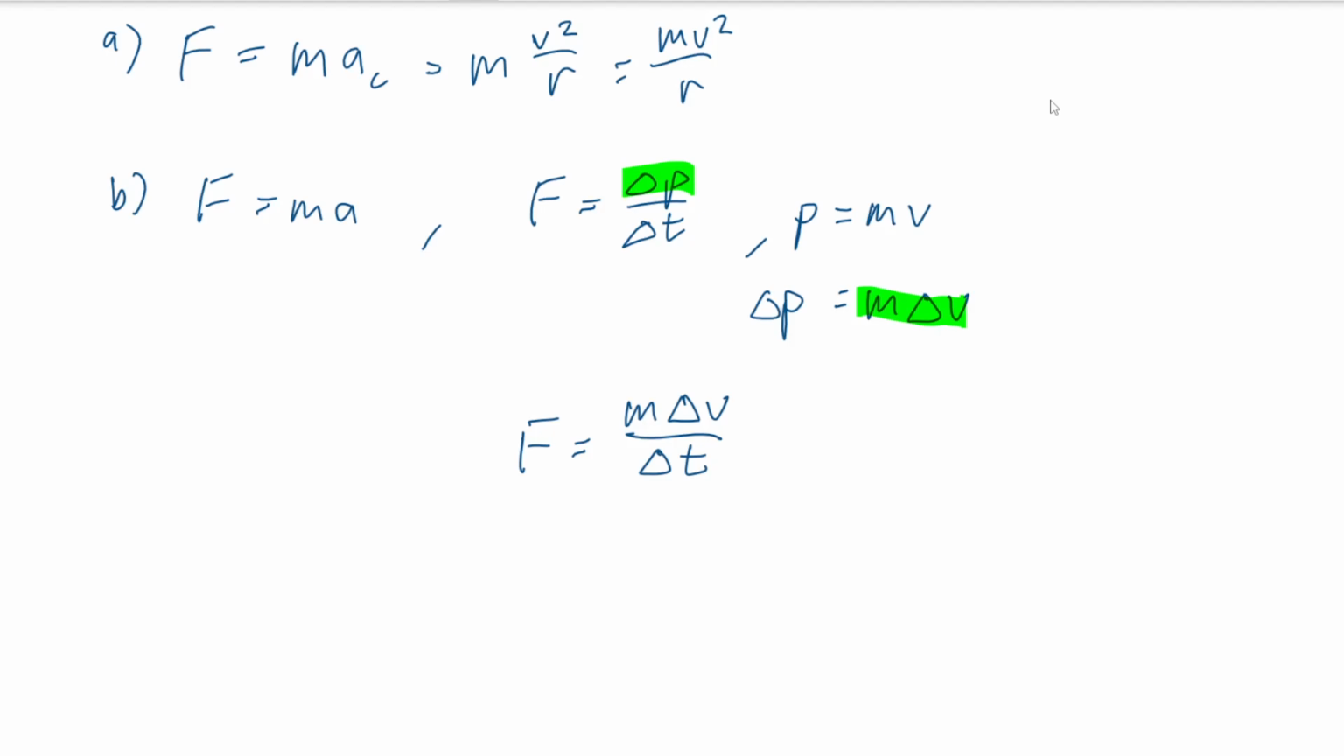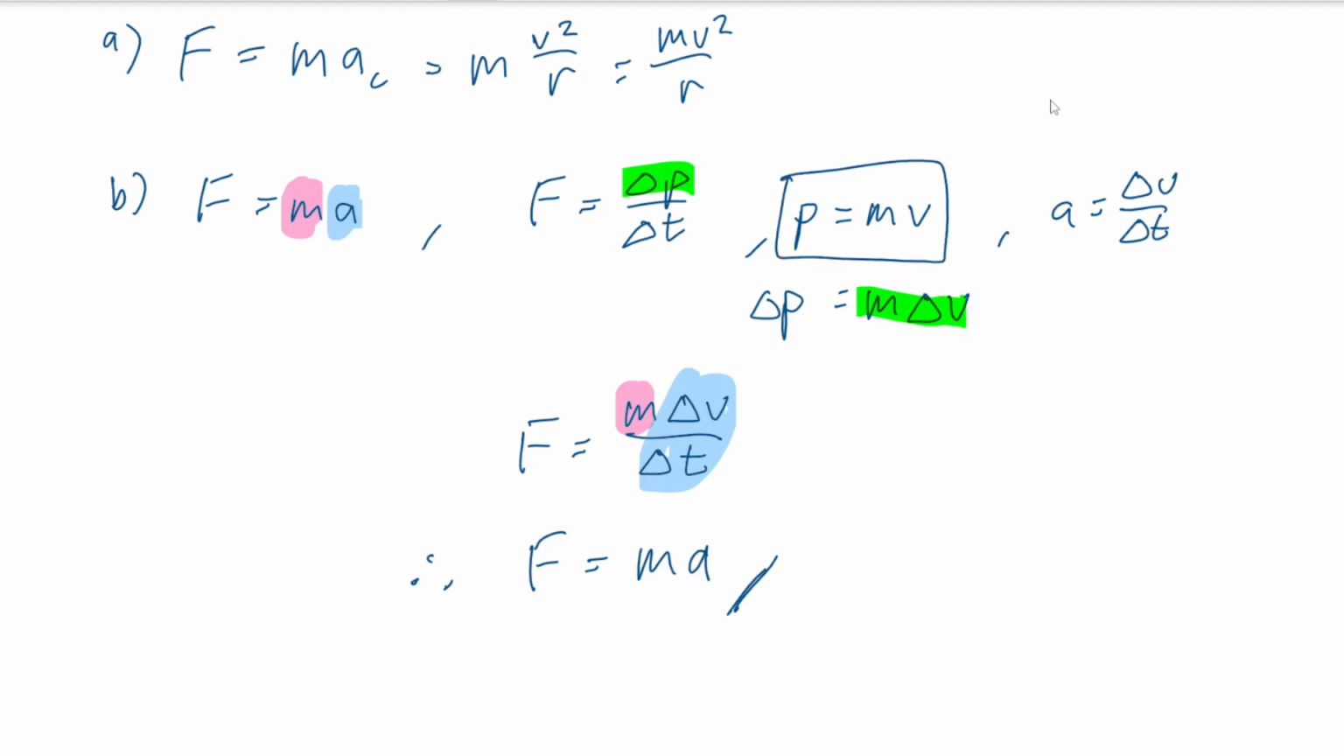And now what's our last step? So I see we have mass, but we're missing acceleration. Well, look at that. Change in velocity over change in time is acceleration. Therefore, F net is equal to mass times acceleration. Alright, so we've connected F net equals mass times acceleration and F net equals change in momentum over change in time by the momentum equation, mass times velocity, and the acceleration equation, change in velocity over change in time.